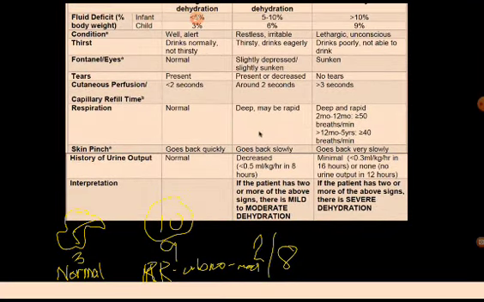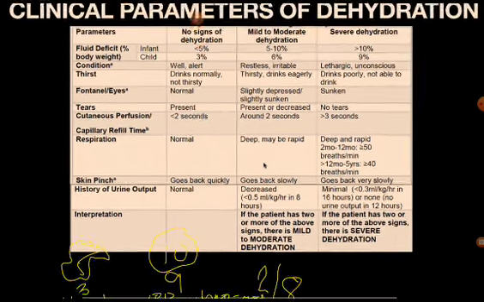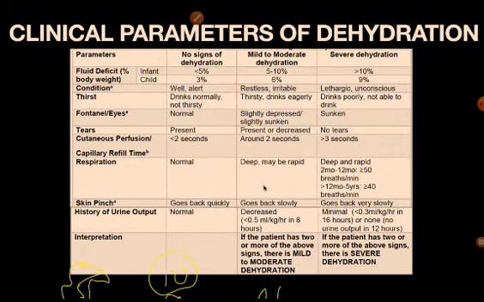So if the patient has two or more of the mild to moderate dehydration signs and symptoms, there is mild to moderate dehydration. So if the patient has two or more, again, the minimal requirement is two, which is the same with IMCI, or more of the above signs, there is severe dehydration. So this is for our pediatrics.